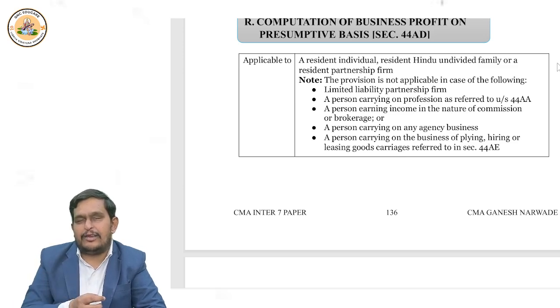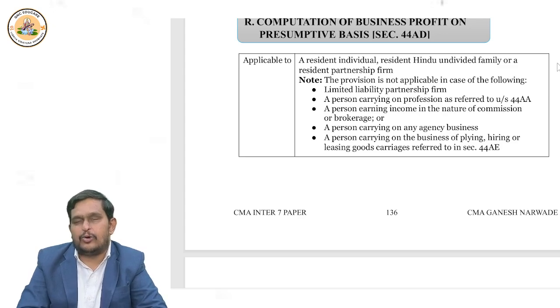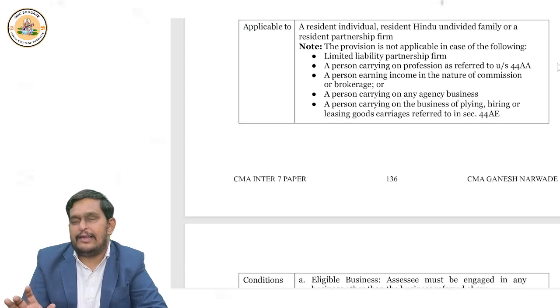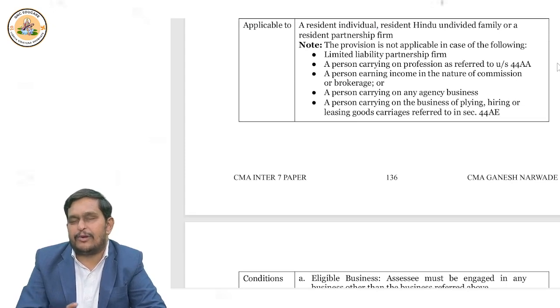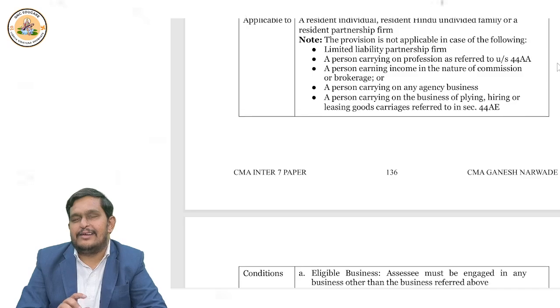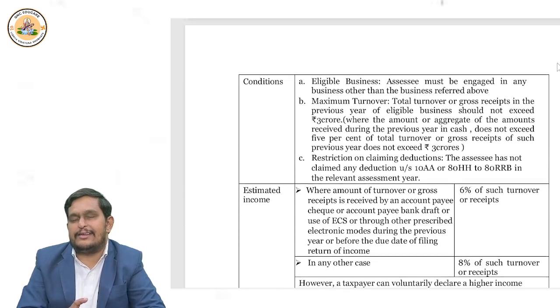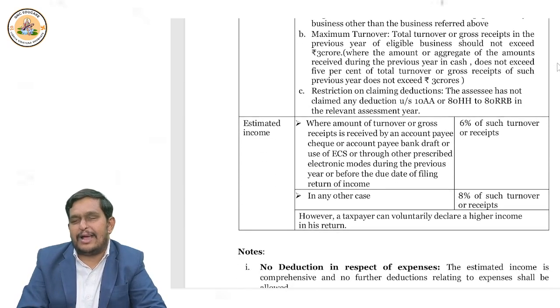And then I want to tell you that 44AD is not applicable to those earning income from plying, hiring, or leasing goods carriage vehicles, right? And also to specified professionals like film artists mentioned under section 44AA, right? Then we discussed that all businesses are eligible other than the listed ones. Then what is the maximum turnover?